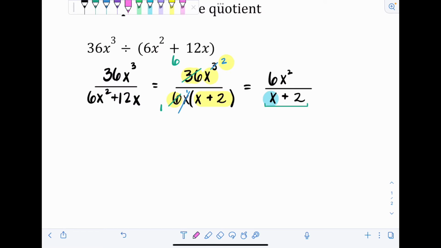So this one was okay to cancel out because it was a factor of something that was multiplied, versus this is just an individual term. It's something that's being added, so we can't cancel out individual terms. Okay, so the final answer should be 6x squared over x plus 2.